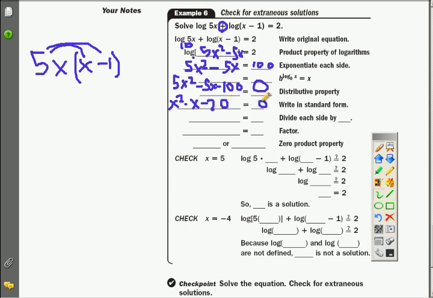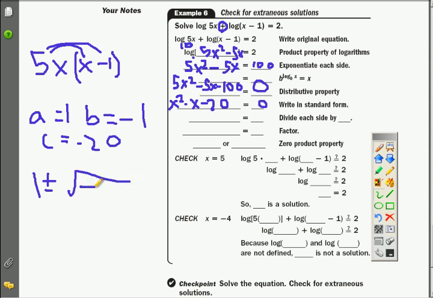Here we go. Let's find our a first. a is 1. b is negative 1. c is negative 20. Here we go. You ready? Everybody ready to sing at home? x equals the opposite of b, plus or minus the square root of b squared minus 4ac, all over 2a. I hope you can read my writing.